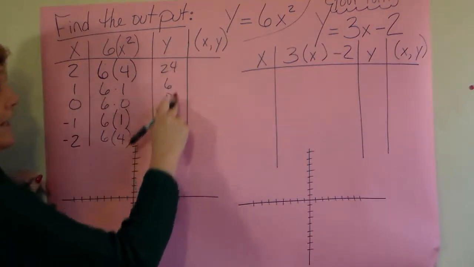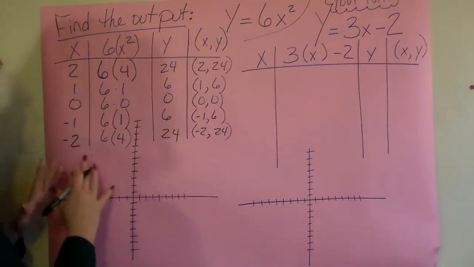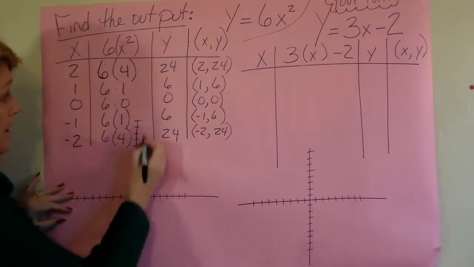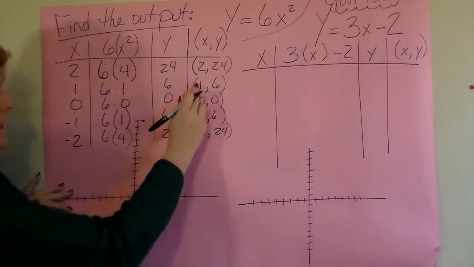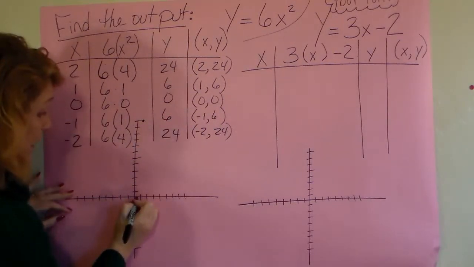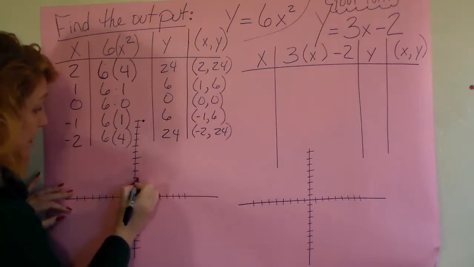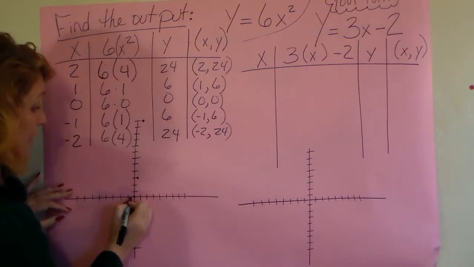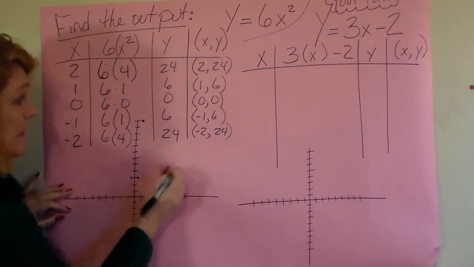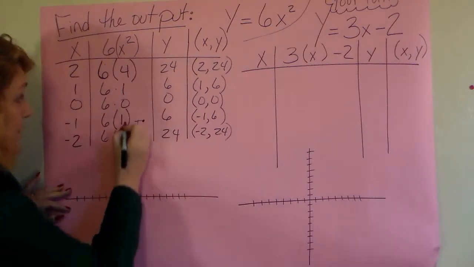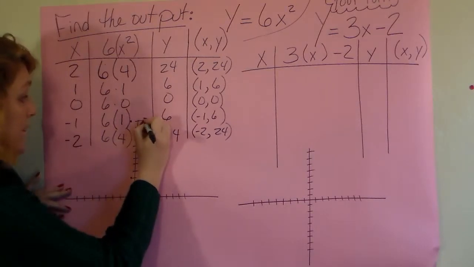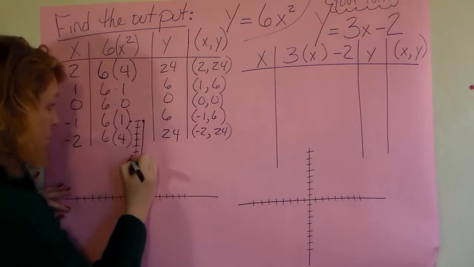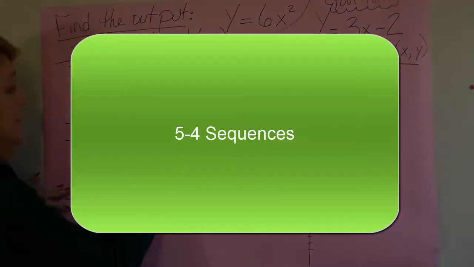Weird. We're getting the same numbers here. So each one of these is 2. So my first one is 2, 24. And my second one is 1 and 6. My third one is 0, 0. My fourth one is negative 1, 6. And my fifth one is negative 2, 24. So it ends up looking like a V, when you get into algebra and these go on.